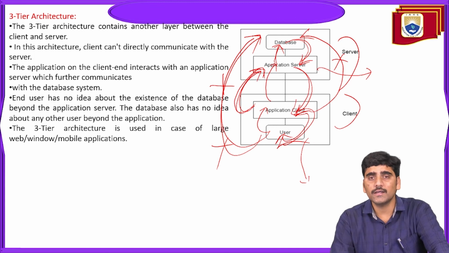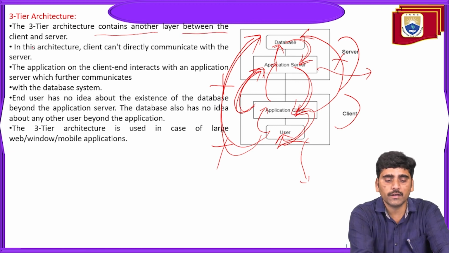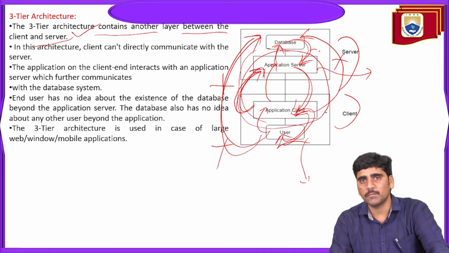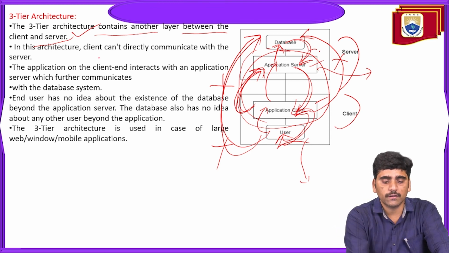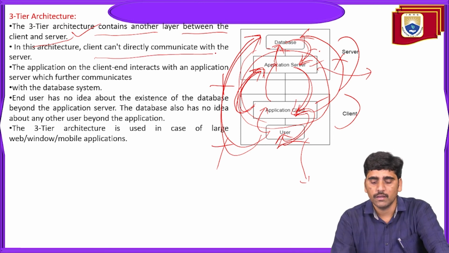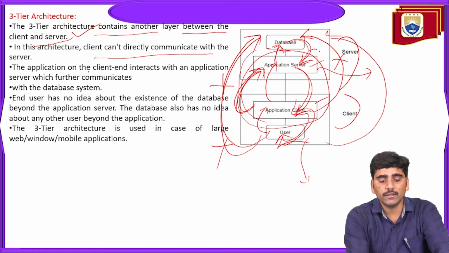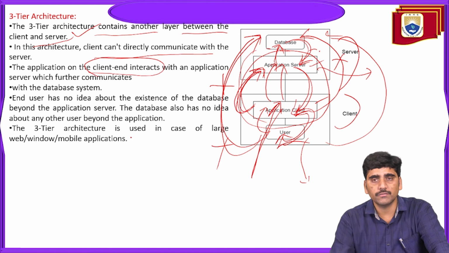So like the way three-tier architecture, three persons or three ways we can establish a connection to contact the database. So see here, the three-tier architecture contains another layer between client and server. What is that layer? This is the application layer. That application layer contains the application client and the application server. So in this architecture, the client, that is nothing but the user, cannot directly communicate with the server. The application on the client end interacts with an application server, which further communicates with the database system.